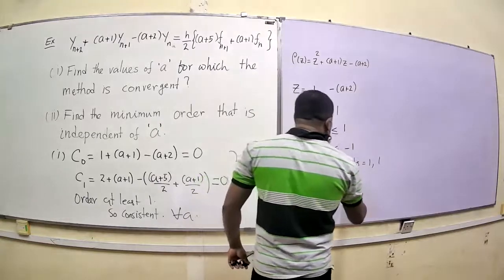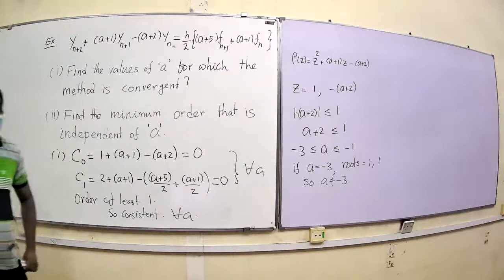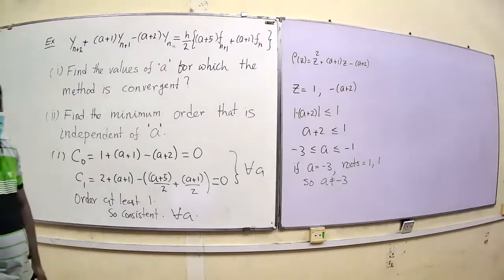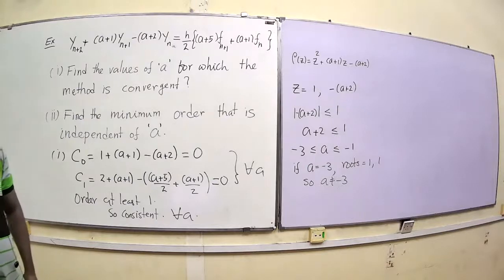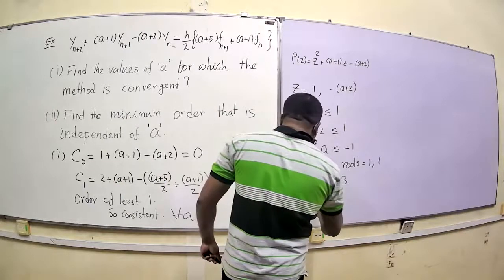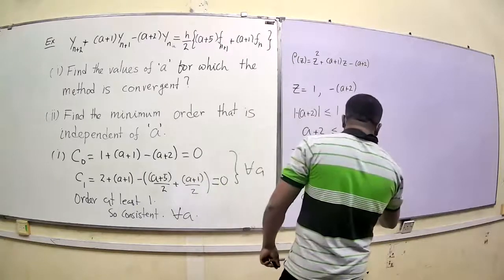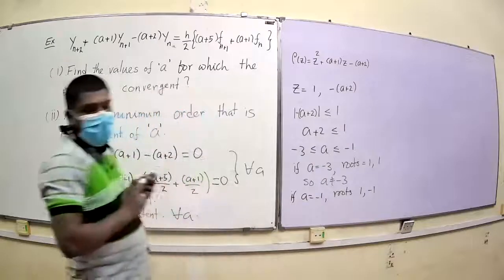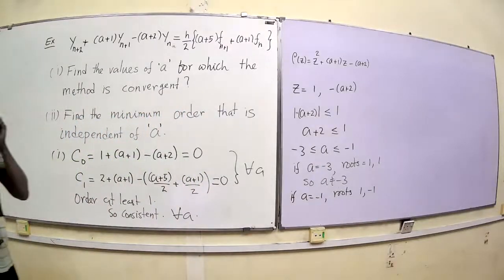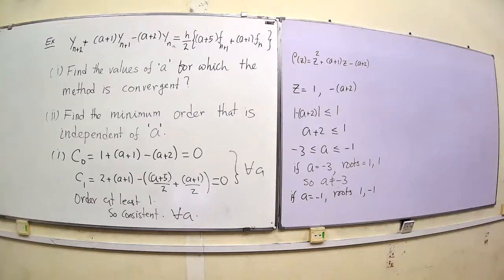So a cannot be minus 3. You can see that if a is equal to minus 3, you get multiple roots, not a simple root. So you cannot have a equal to minus 3. Next, if a is equal to minus 1, the roots are 1 and minus 1. That is okay, because 1 is a different root and minus 1 is a different root, so both of them are simple.